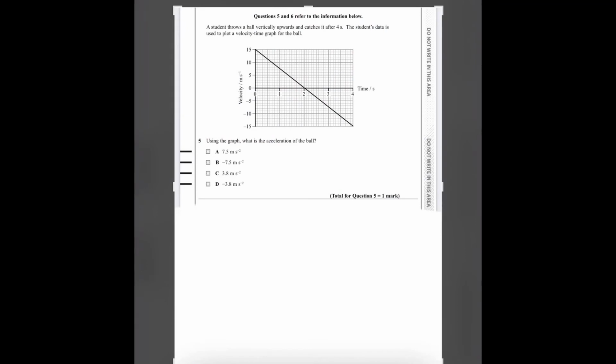So question number 5. A student throws a ball vertically upwards and catches it after 4 seconds. The student throws the ball vertically upwards at 15 meters per second, right? So the ball is rising, and since it is moving against gravity, it will be decelerating, right? When the ball is at the topmost point, the velocity would be 0, right?